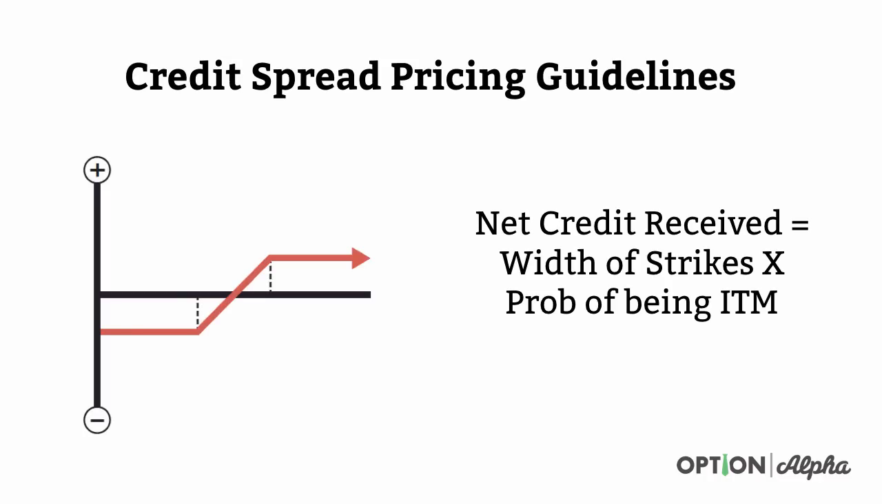So as we look at credit spread pricing guidelines here, hopefully that was a good example as we ran through some different pricing scenarios on our platform. When we look at credit spread pricing, what we want to see is that the net credit received is equal to the width of the strikes, whatever that ends up being, times the probability of the short strike being in the money. At least that amount, okay? You can get very, very close to it, but you want to at least have pricing that's within that range.